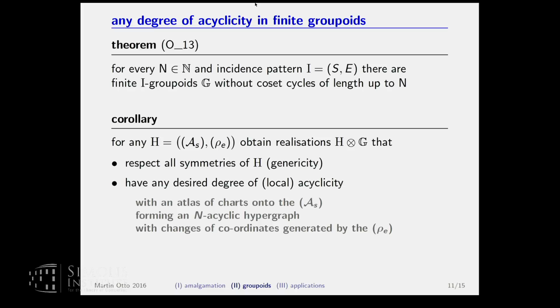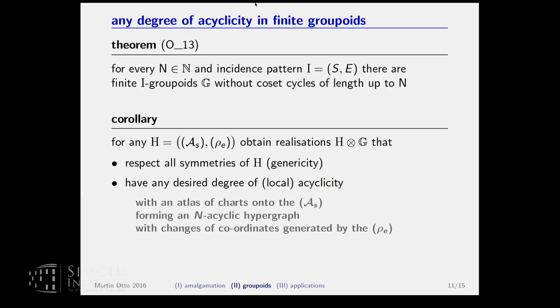As a corollary, we get really that this proposal to put such amalgamation constructions on a background structure that is a well-behaved, nice groupoid of this kind, that this always works. And you can actually achieve realizations in the way that I advertised that respect all the symmetries of the input structure, so that you don't make any arbitrary choices anywhere in the construction. That is sort of a nice feature of genericity.